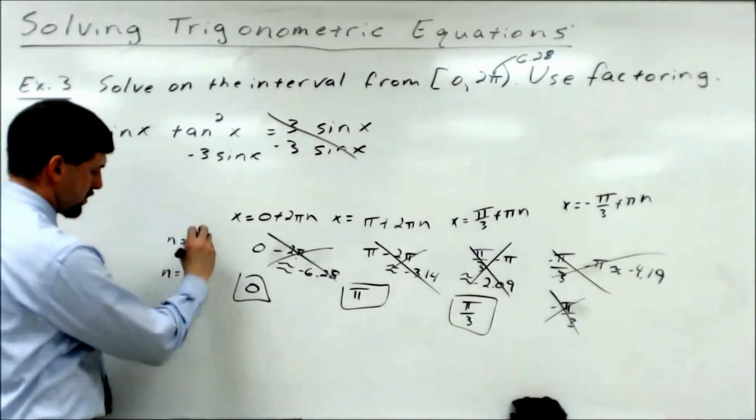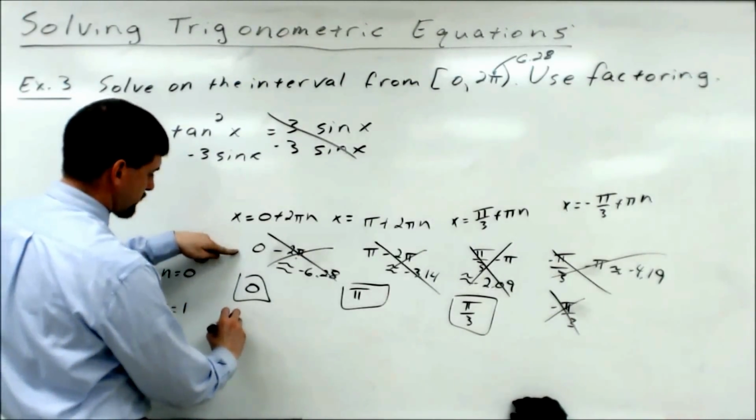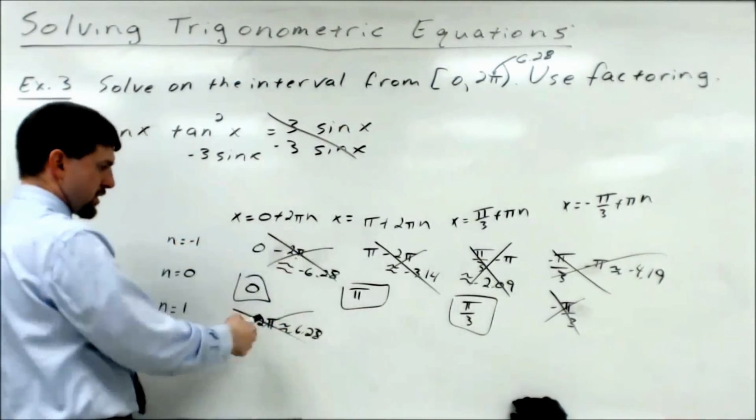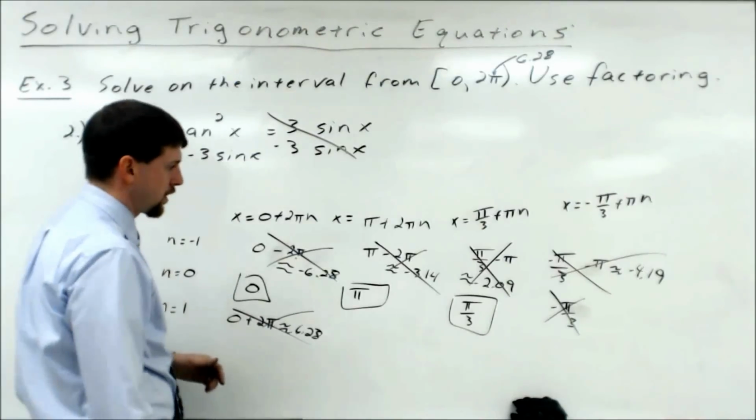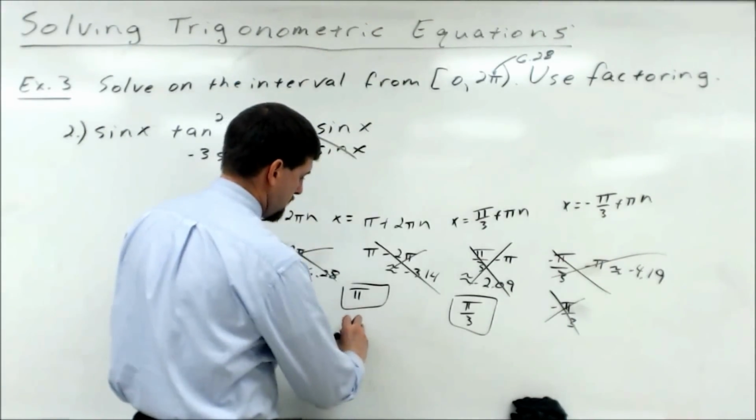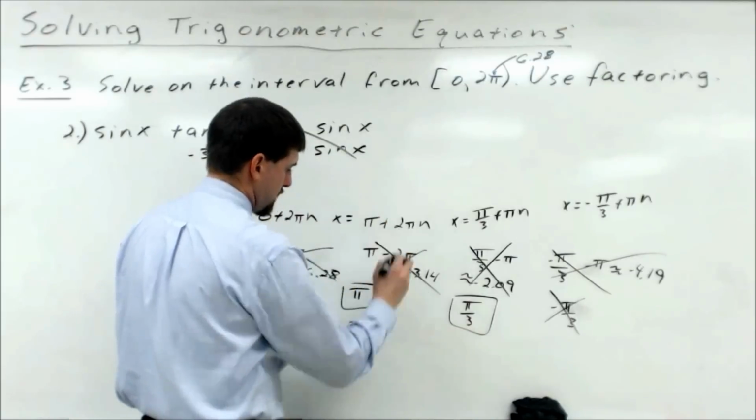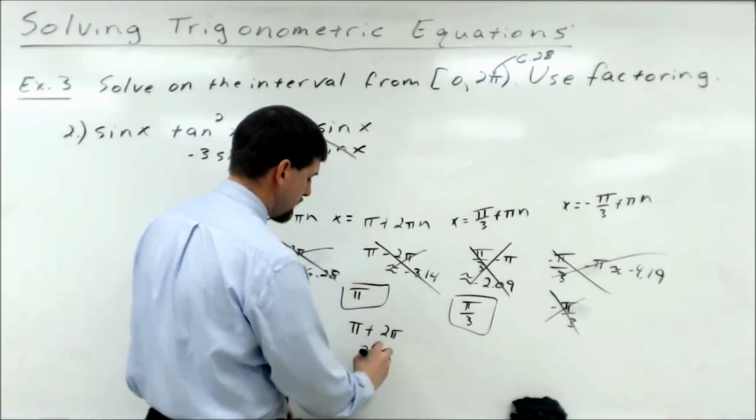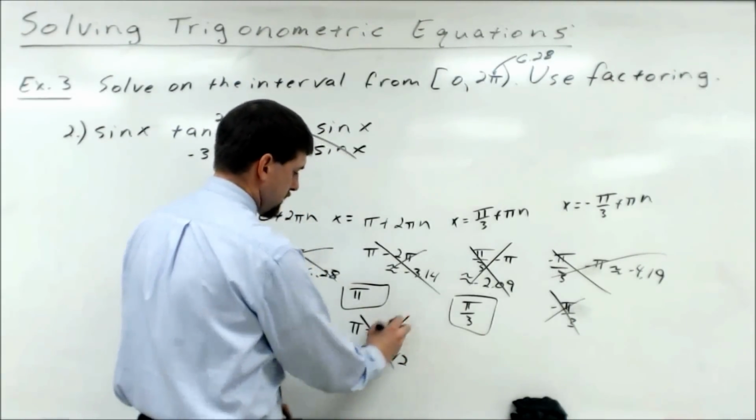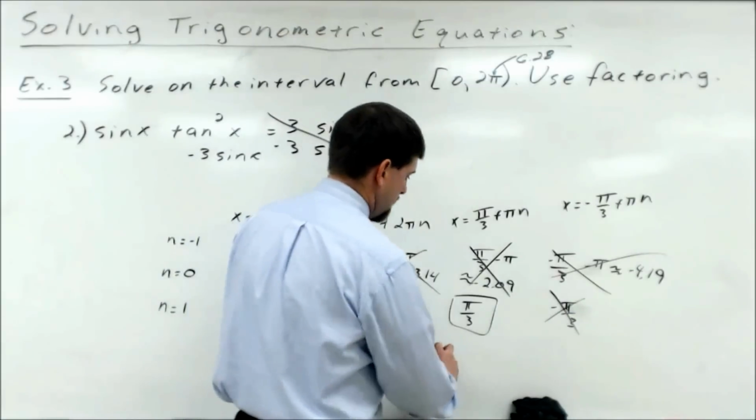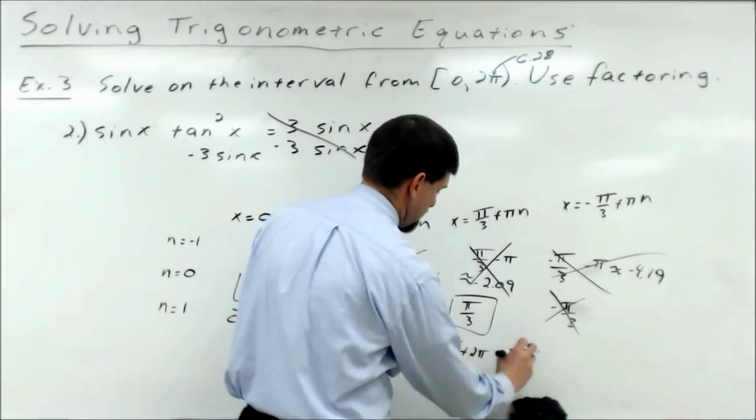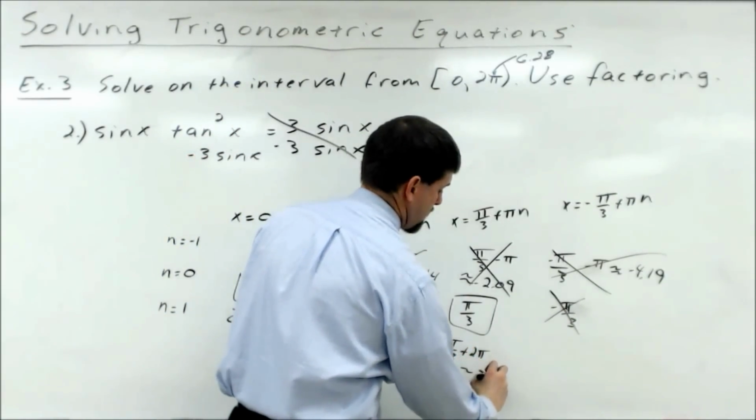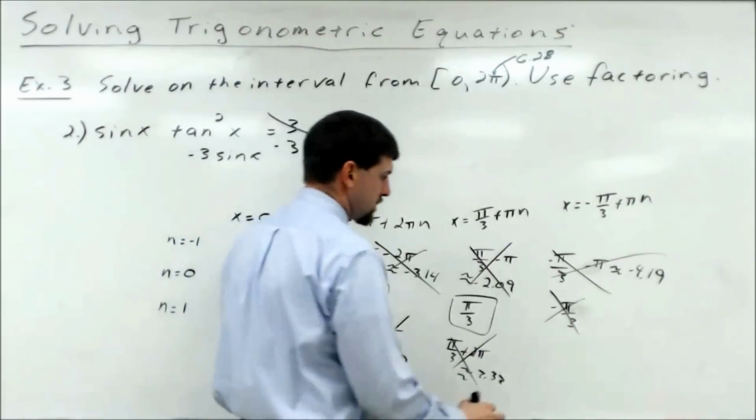All right, n equals 1. So 0 plus 2 pi is 6.28. So it's too big. So this equation's finished because I got one before and one after that don't work. Pi plus 2 pi, which is obviously bigger if you're adding 2 pi on, is 9.42, I think. Doesn't work. So that equation's finished. Pi over 3 plus 2 pi, again, is 7.33. Doesn't work. That equation's finished.